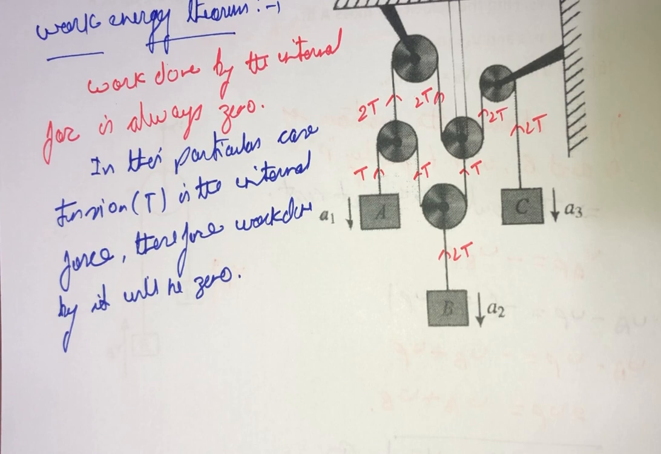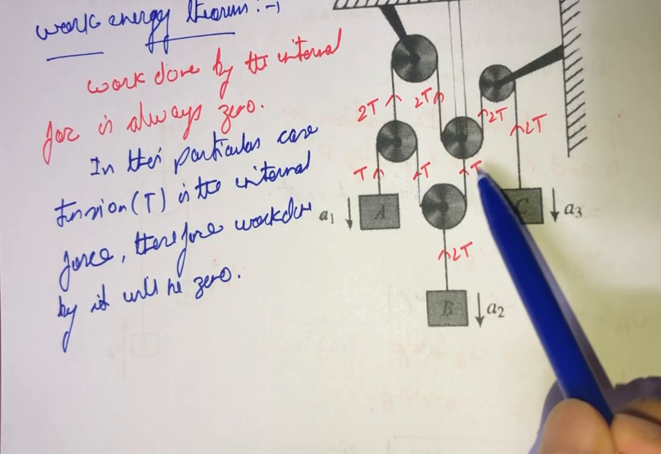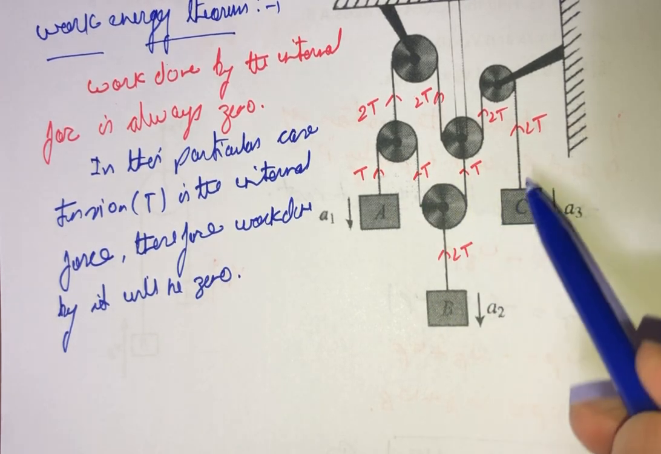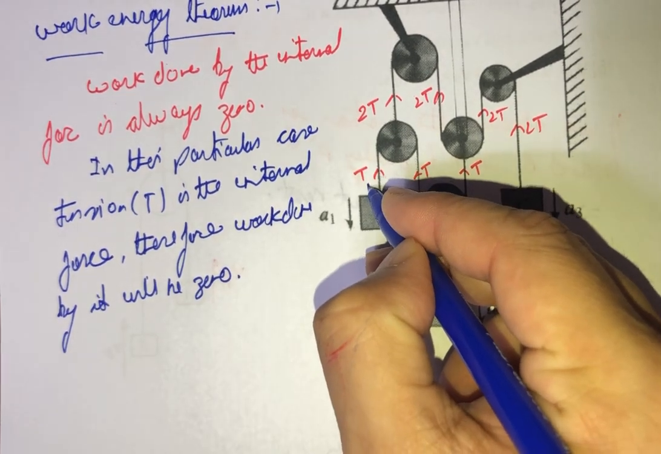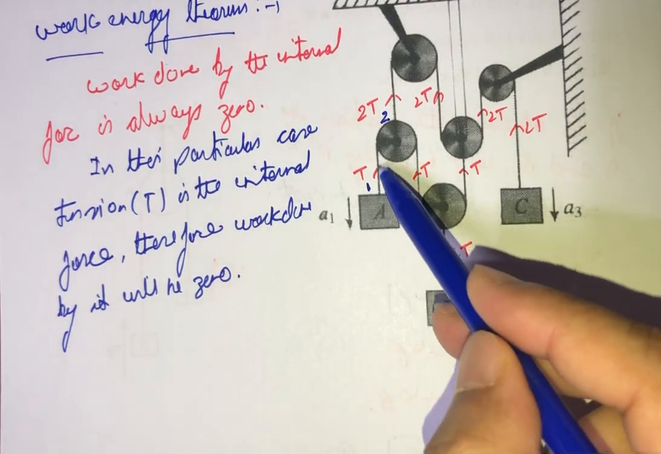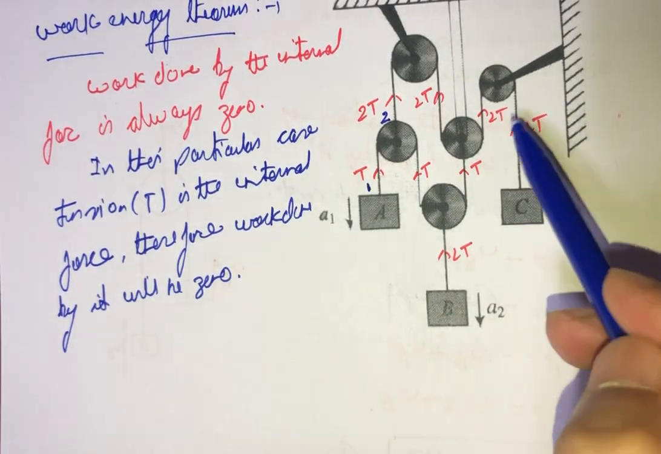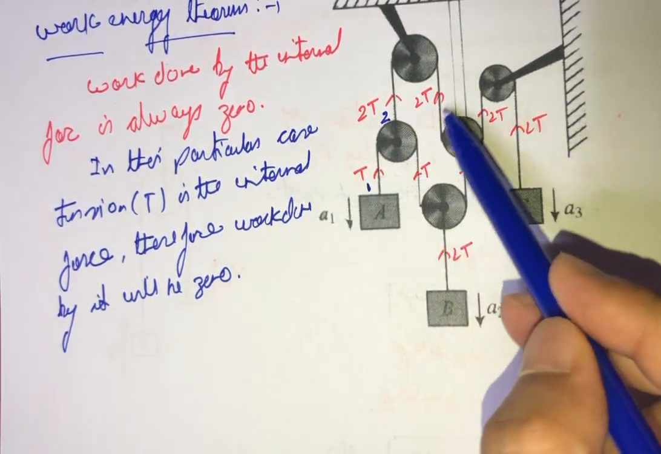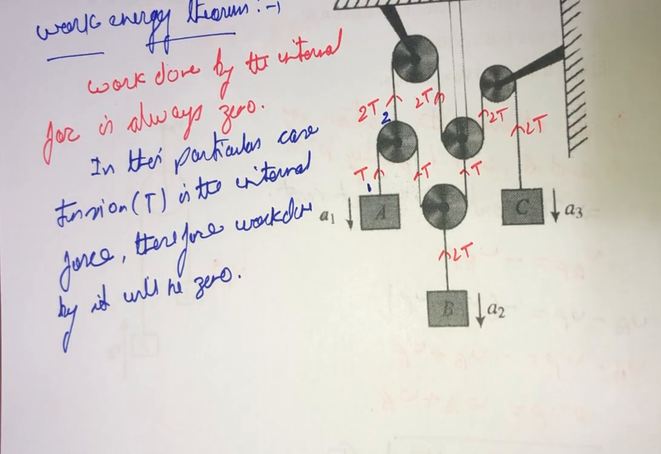You can clearly see that we have more or less defined the tension on each string. Basically there are two strings, so we can say this is string number 1 and this is string number 2. The entire string number 1 has the same tension, that is T, and string number 2 also has the same tension, that is 2T.